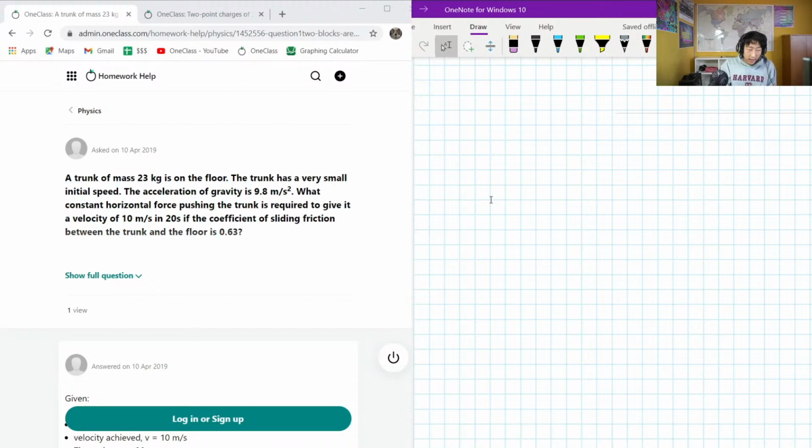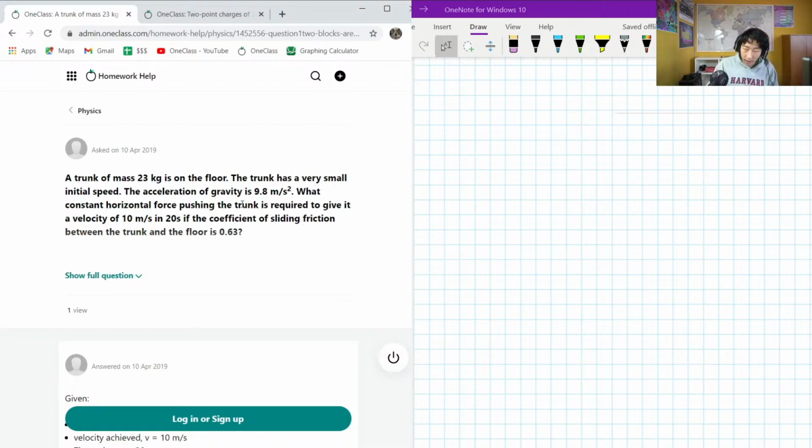Okay, so this is the next question that we have on the menu today. It is asking us: a trunk with a mass of 23 kilograms is on the floor. The trunk has a very small initial speed. The acceleration of gravity is 9.8 meters per second squared. So we're on Earth here. What constant horizontal force pushing the trunk is required to give it a velocity of 10 meters per second in 20 seconds if the coefficient of sliding friction between the trunk and the floor is 0.63?